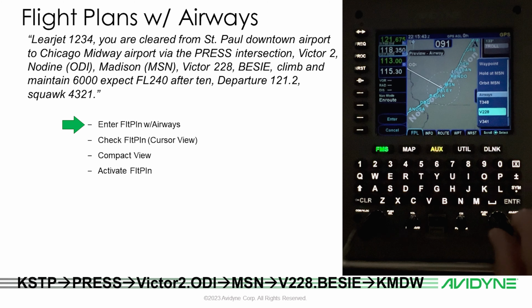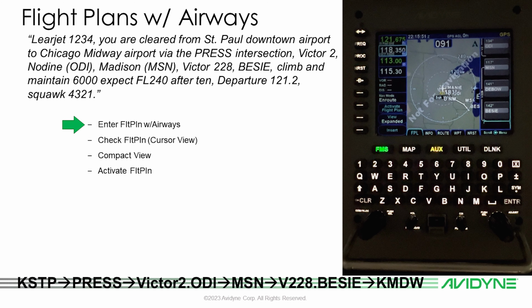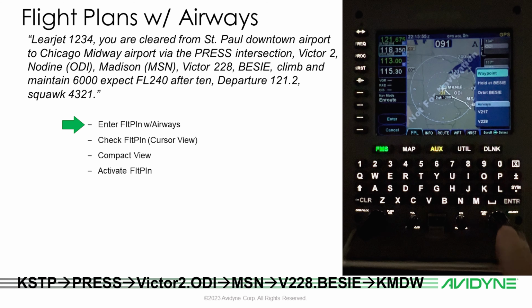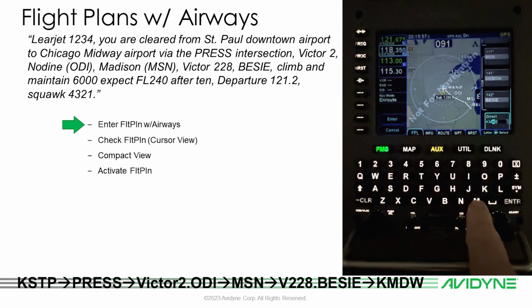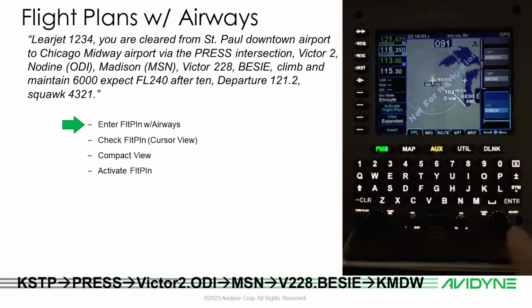Highlight Victor 228, push the FMS knob to select, scroll to Bessie as our exit point, and push again to select. Finally, we push the knob to bring up the menu and enter a waypoint, in this case our destination airport, KMDW, and hit enter.